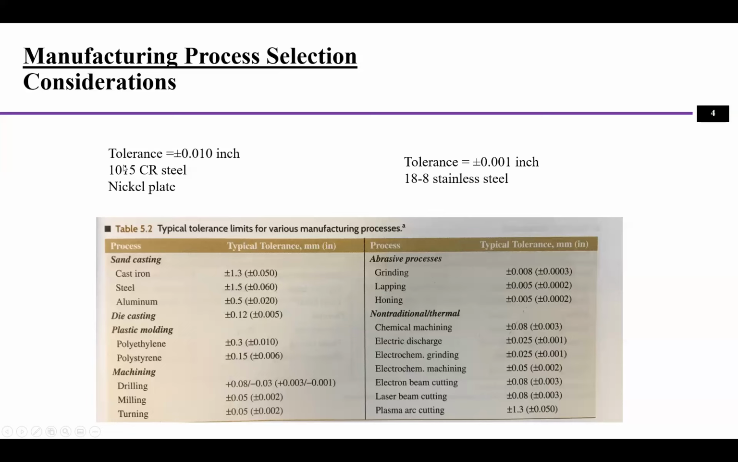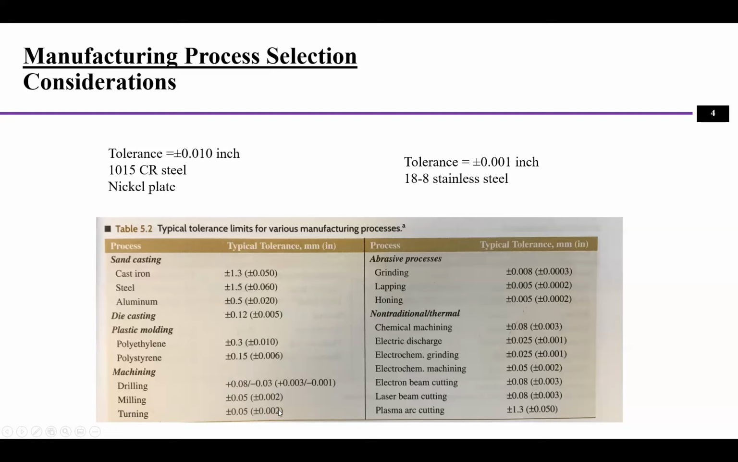Then if we define a tolerance of 0.001 inch for the stainless steel material, which process can we choose? Well, probably all these, sand casting and machining, will not work, because they cannot really get to 0.001 like this one.